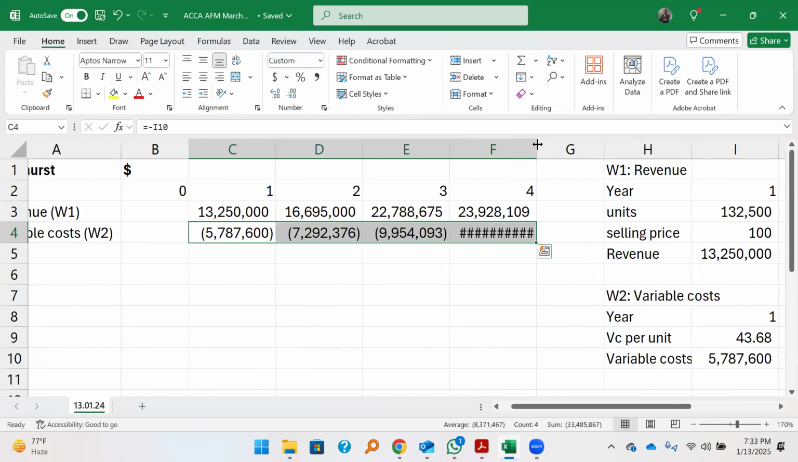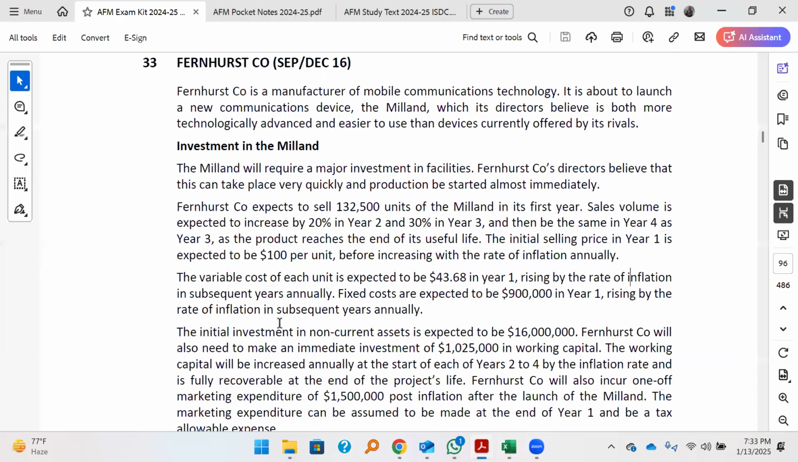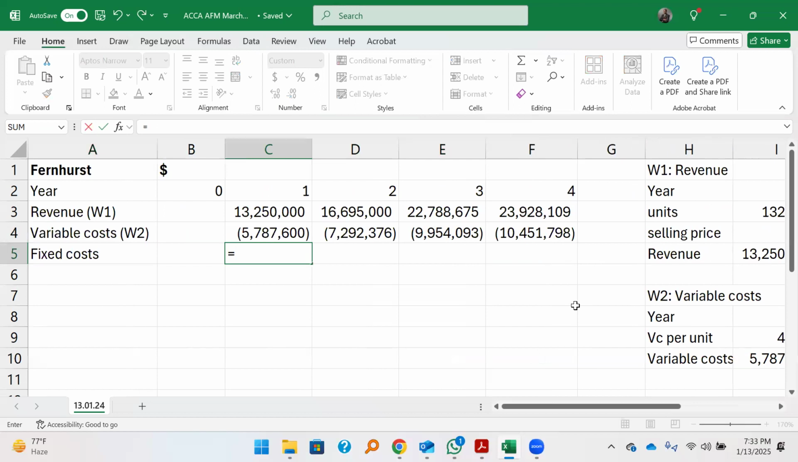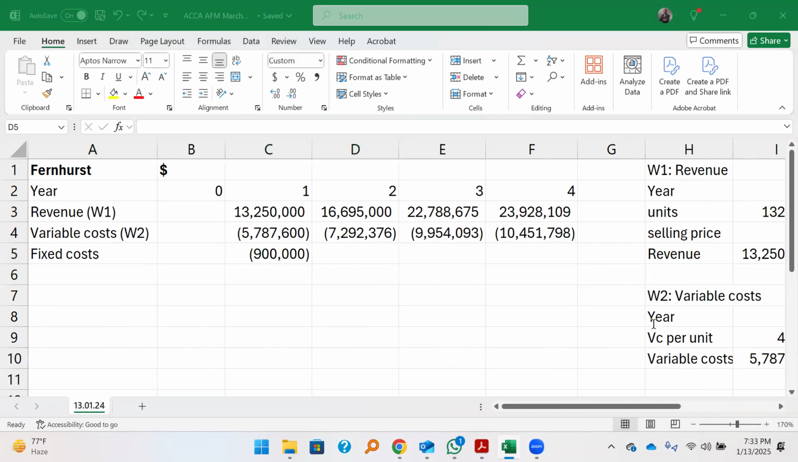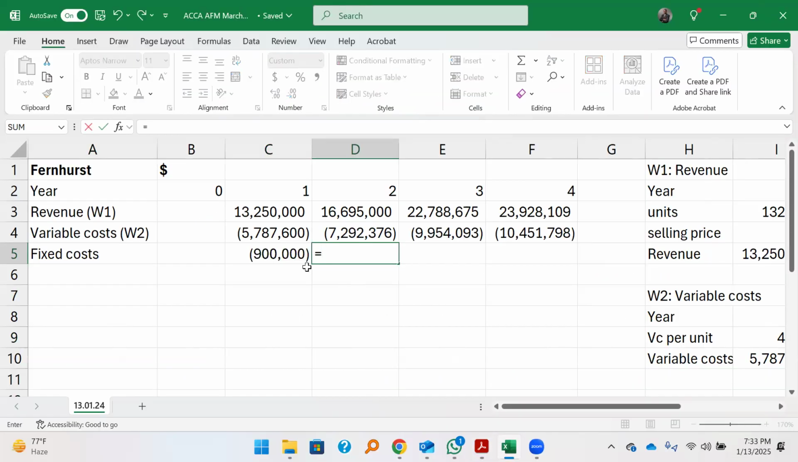So having brought those ones, then we also see if we have some fixed costs. So fixed costs, 900,000 in year one, and then they rise by inflation. So they're going to grow by 5%.